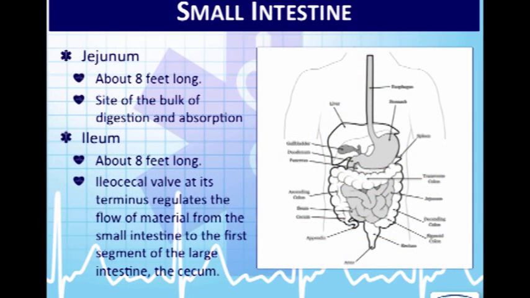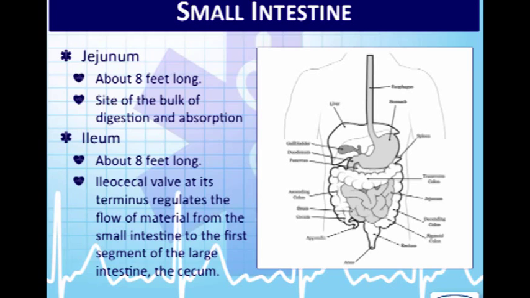The jejunum is where the bulk of the digestion and absorption of all your nutrients is. People find this quite interesting. It takes nearly halfway through the GI tract till you're seeing the bulk of the digestion and absorption in the jejunum part. You're not seeing the majority of it in the large intestine or the stomach, which is a common mistake that people think, but it's predominantly the small intestine, in the middle of the small intestine, where a lot of your absorption actually takes place.